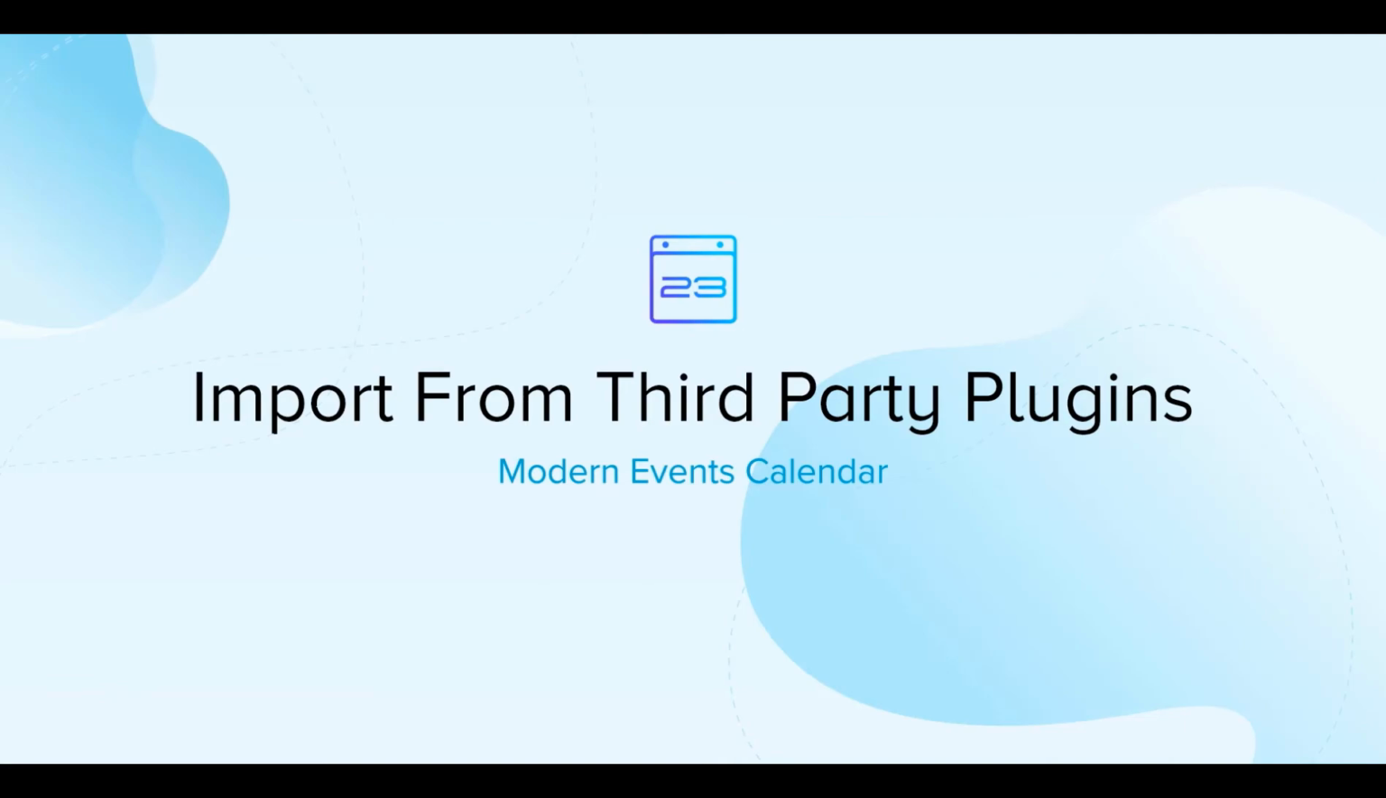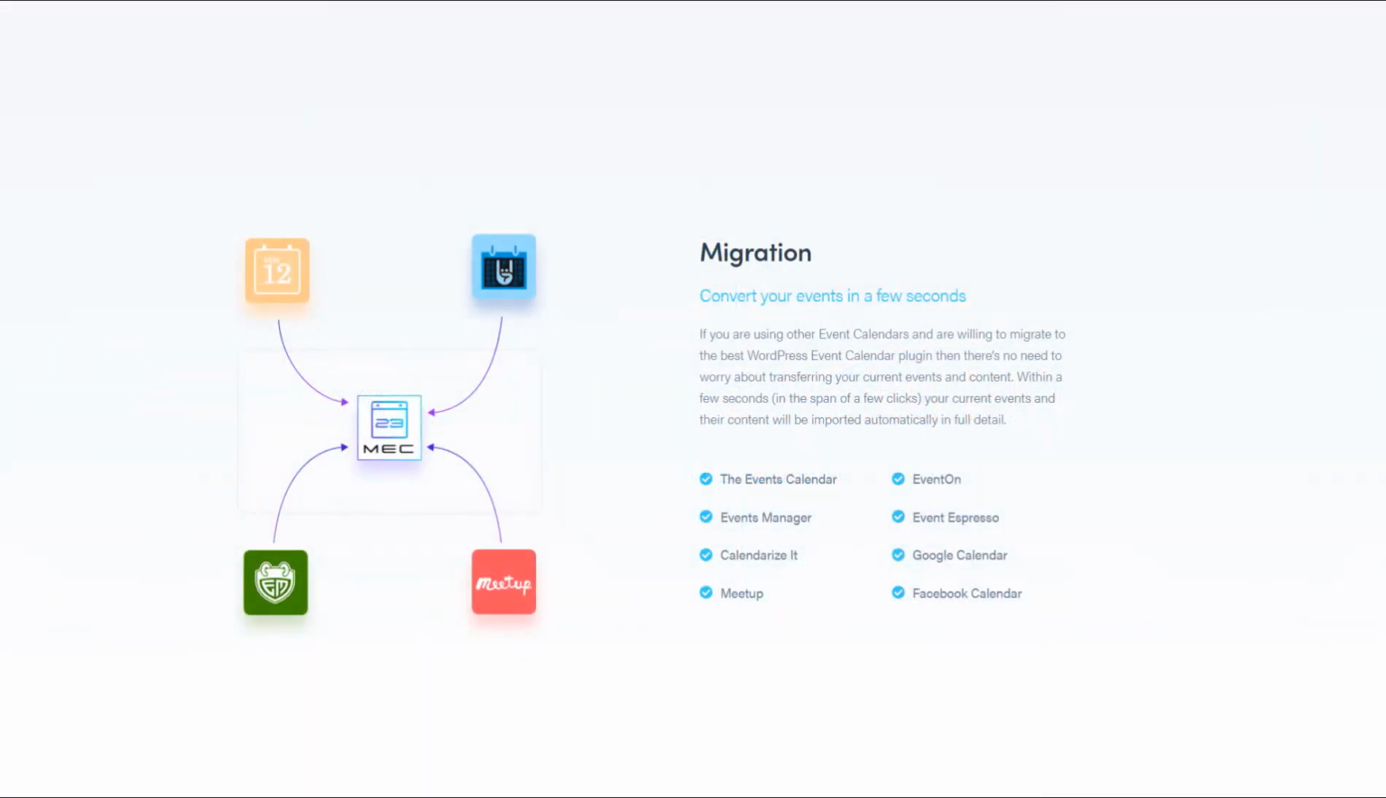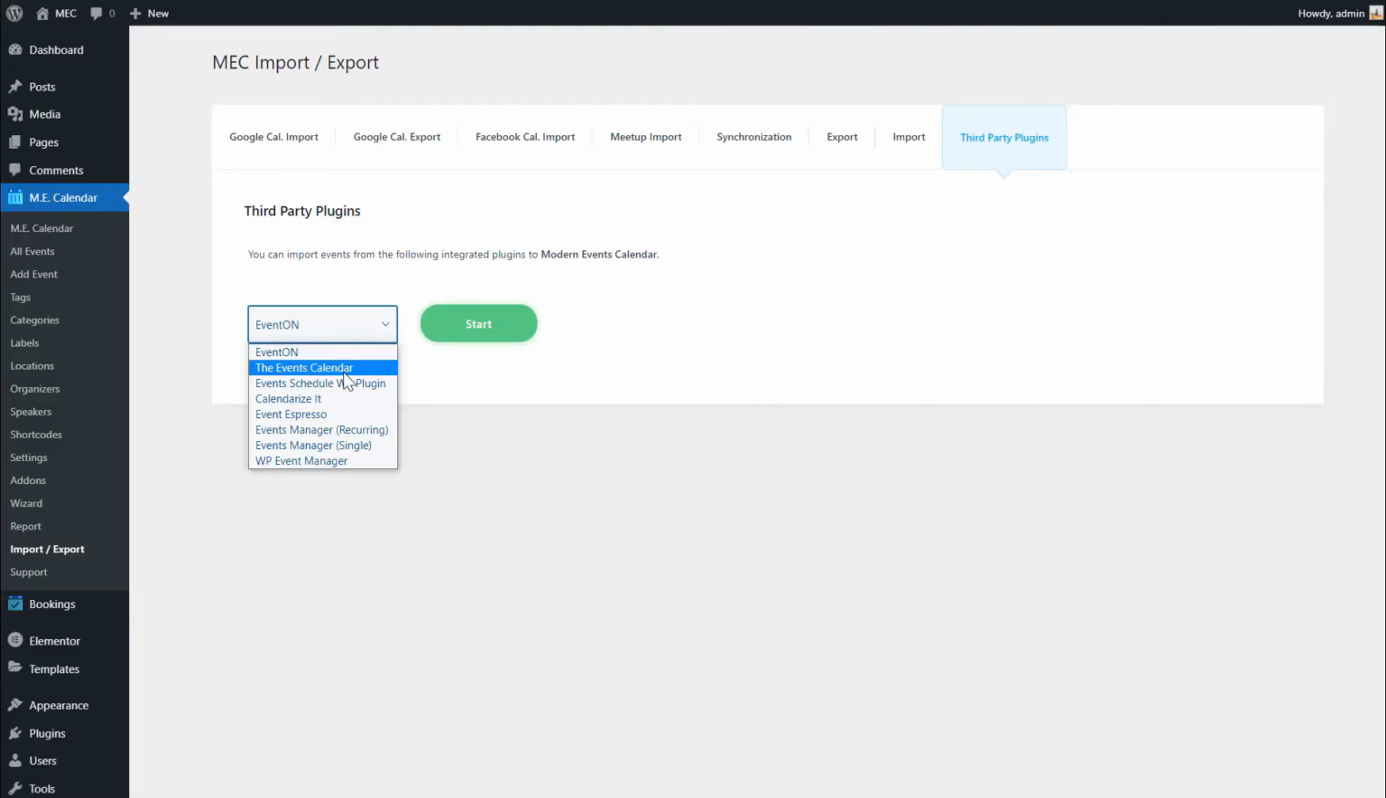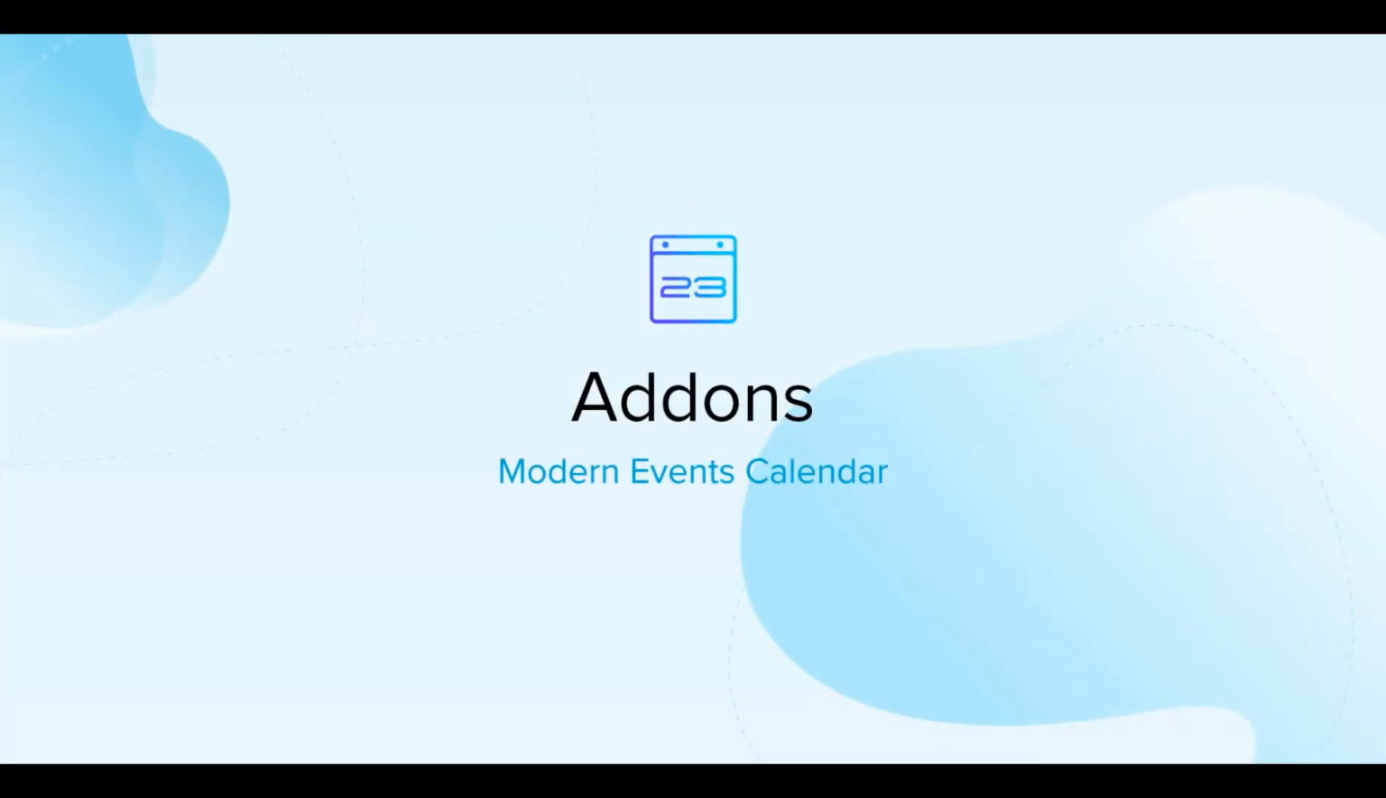Import from third-party plugins. You can easily import your data to MEC from four different plugins: The Events Calendar, Calendarize It, Event On, Event Schedule WP plugin, easily.